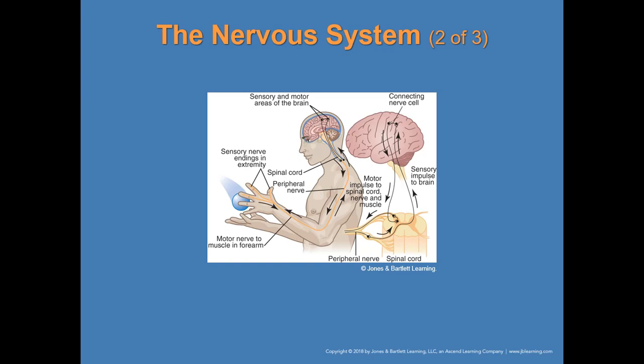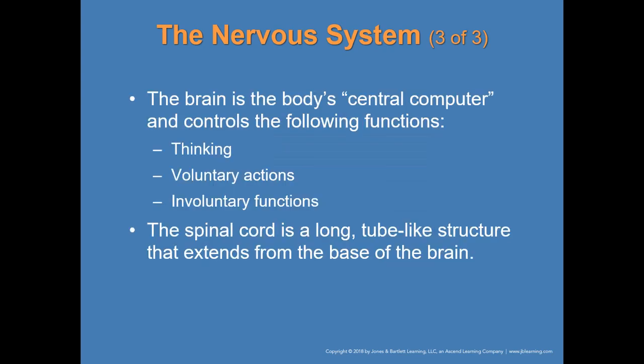Your peripheral nerves are what help you sense your body itself. So if you're hot or cold, or if someone's touching you, or you've touched something, all of that is felt and then sent to your brain to let you know what just happened. All right. So the brain's known as a central computer, rightfully so. It controls everything, from your thinking to your voluntary and involuntary actions. Everything goes through the brain. And just like we talked about, the spinal cord is a long tube-like structure that extends from the base of the brain through a little opening in the spinal column, all the way down to the base of the spine.